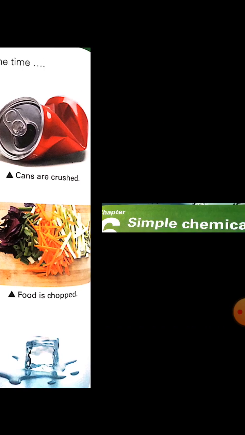Now let's see a few differences. In a physical change, no new substances are made, but one or more new substances are formed in a chemical change. We can revert them to their first state easily. Energy is not always given out or taken in for a physical change. Energy is always given out or taken in for a chemical change.